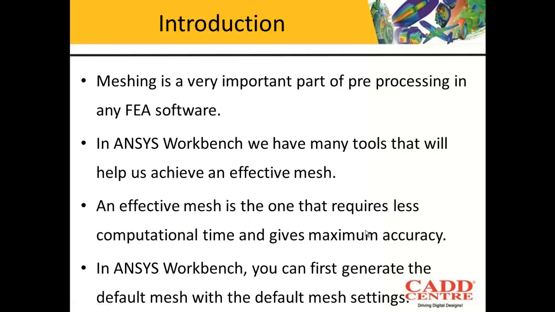Meshing is a very important part of pre-processing in a FEA software. In Ansys Workbench, we have many tools for creating the mesh. The most important factor about meshing is what should be an effective size and type for meshing. An effective mesh is the one that requires less time to create and which gives maximum accuracy. In Ansys Workbench, we can first create the mesh using the default settings, and then we can use the tools that are available for creating an effective mesh or for refining the mesh.